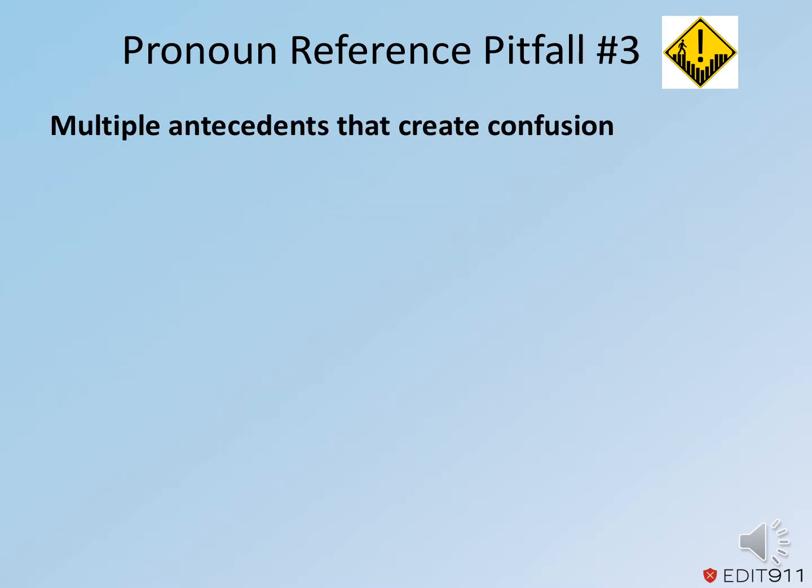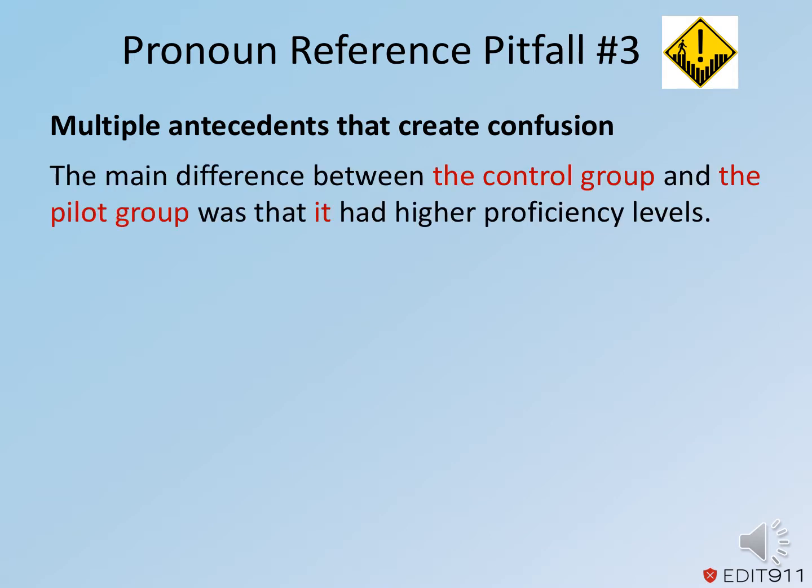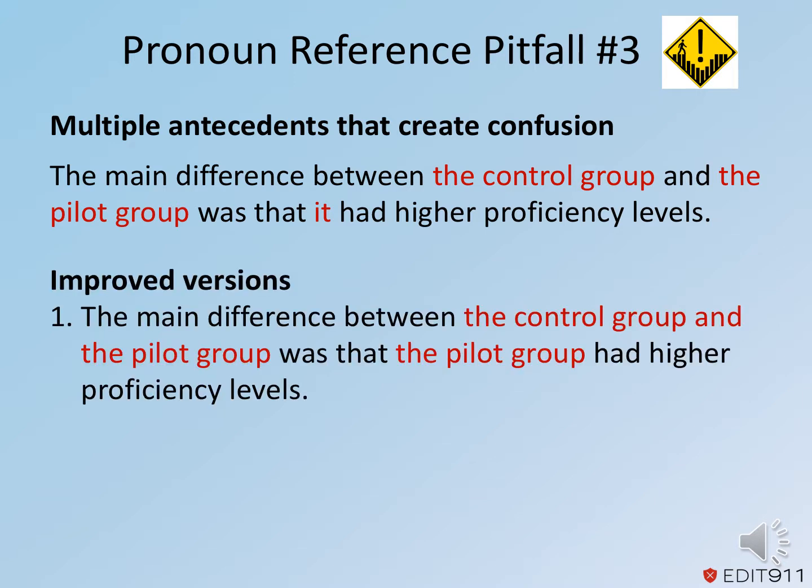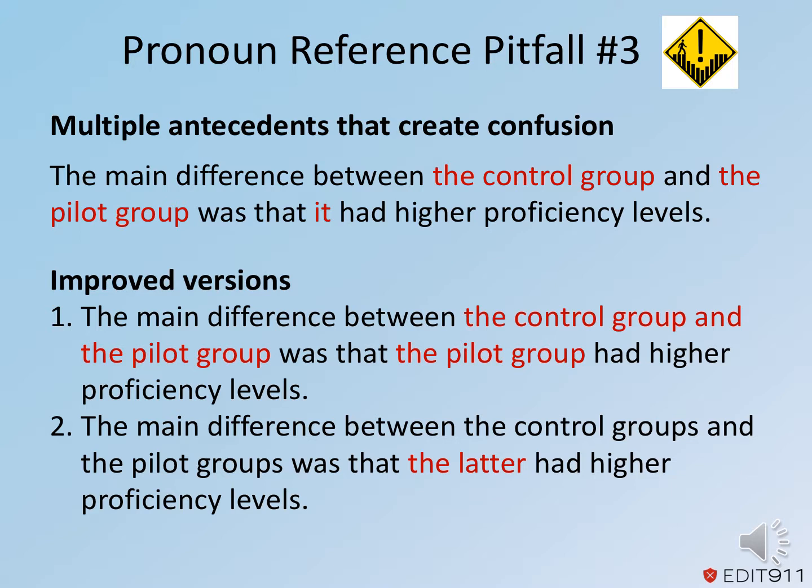The third pitfall is when multiple antecedents create confusion. In this example, it's not clear whether "it" refers to the pilot group or the control group. This can be fixed in two ways. First, by just repeating the intended antecedent, in this case the pilot group, or by using another option like "the latter" that acts as a pronoun and provides clarity.